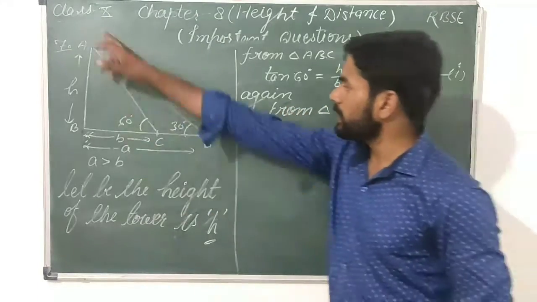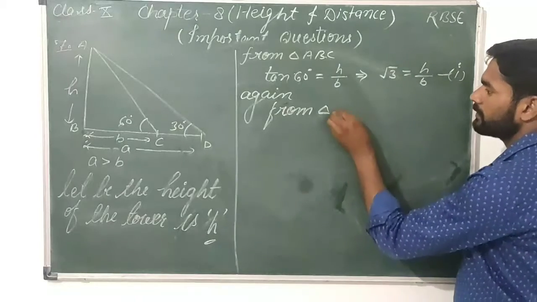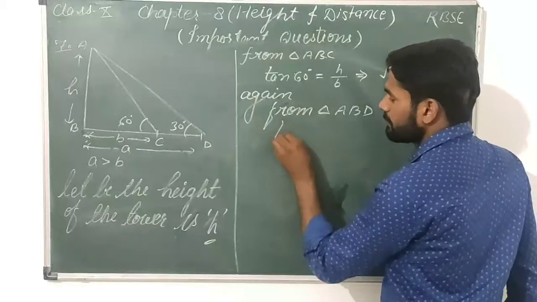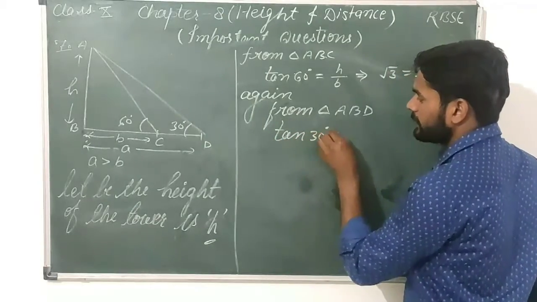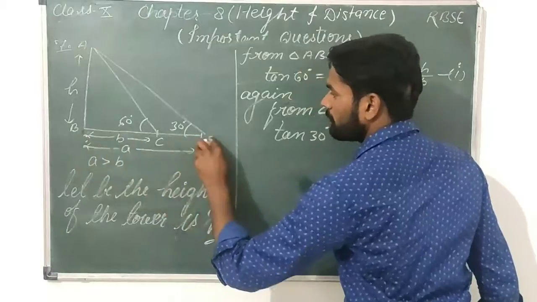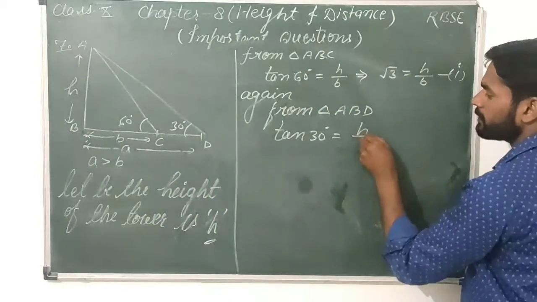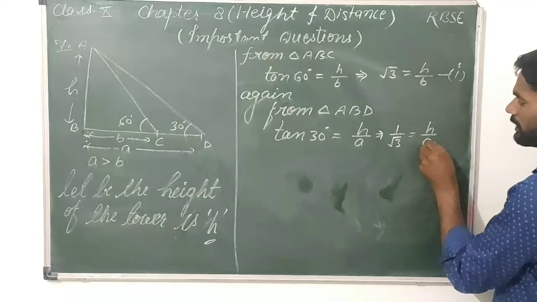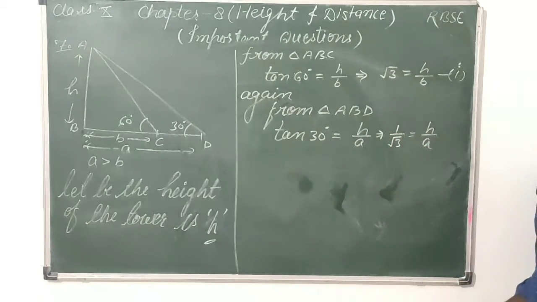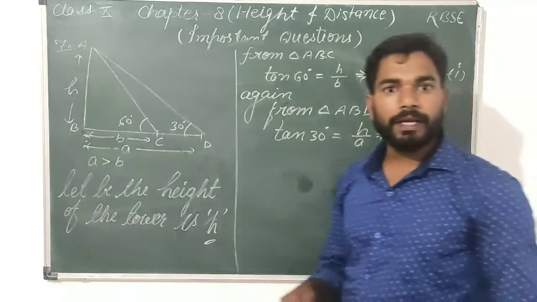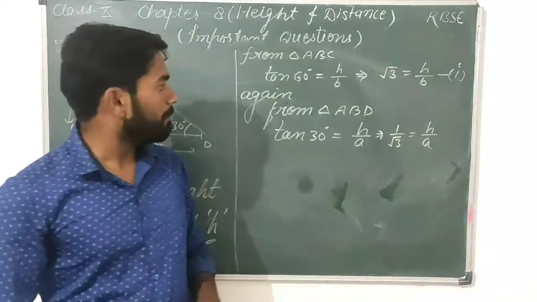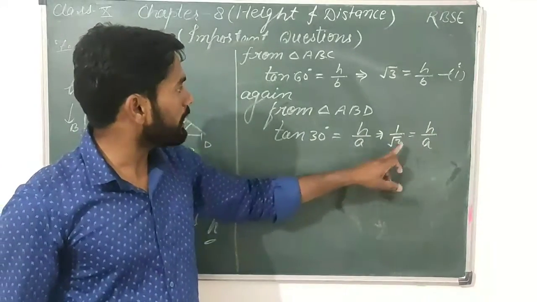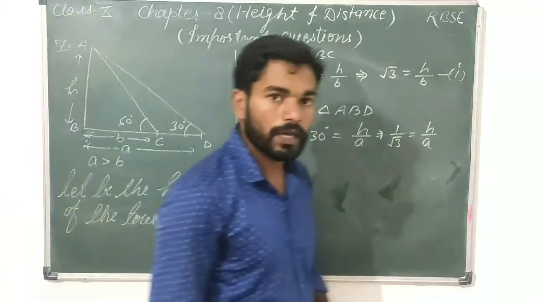Again from triangle ABD, same thing: tan 30 degree, tan theta is equal to perpendicular upon base, which is h upon a, and tan 30 is 1 upon root 3, equal to h upon a. We have to calculate the height of the tower in terms of A and B. मीन्स ये हुआ कि हमें H भी चाहिए होगा फाइनल रिजल्ट में और A भी चाहिए, तो हम यहाँ से इसको इक्वेट करने की कोशिश करेंगे.